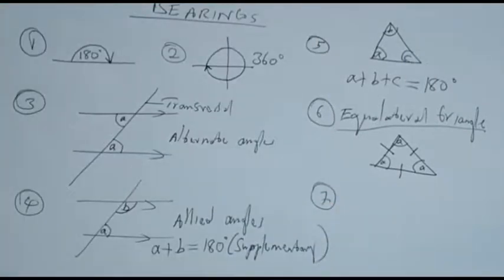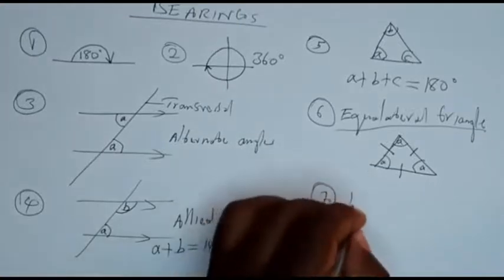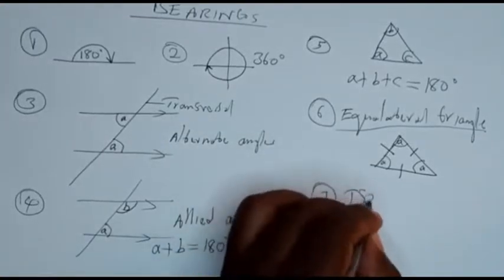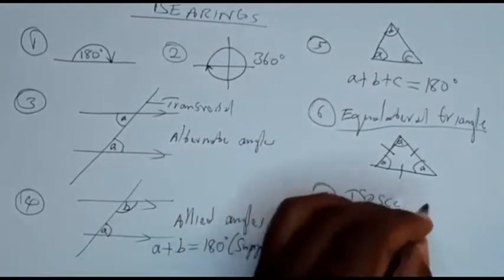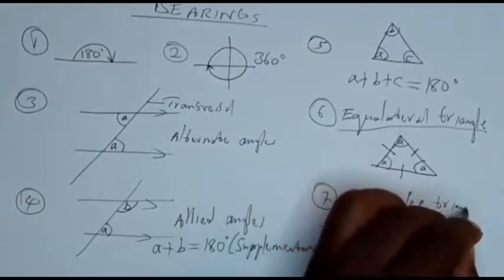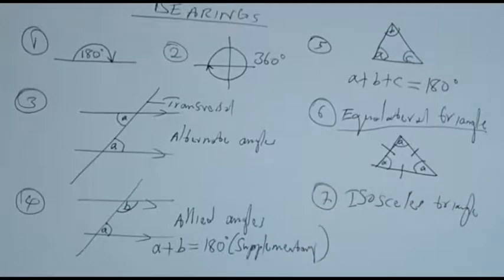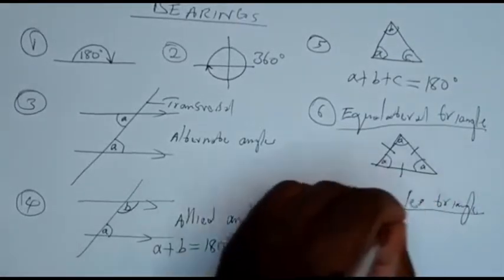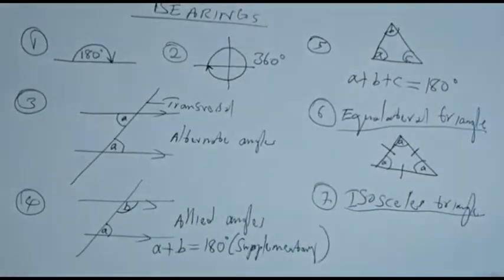This one is a type of triangle known as isosceles. Isosceles triangle, okay? This triangle, for this one, you will discover that two sides are equal. Not the three sides, no, but for this one, it's just two sides. Two sides are equal in terms of length, okay?